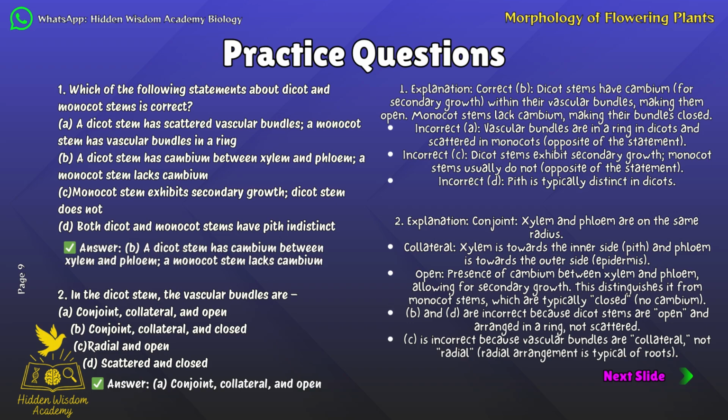Explanation. In dicot stems, xylem and phloem lie on the same radius, which is called collateral. Xylem is inside near the pith, phloem is outside near the epidermis. The bundles are open because cambium is present between them, allowing secondary growth. In monocot stems, bundles are closed and have no cambium. Dicot bundles are in a ring, not scattered, so B and D are wrong. They are collateral, not radial, so C is also wrong. So, option A is the correct answer, that is conjoint, collateral, and open.